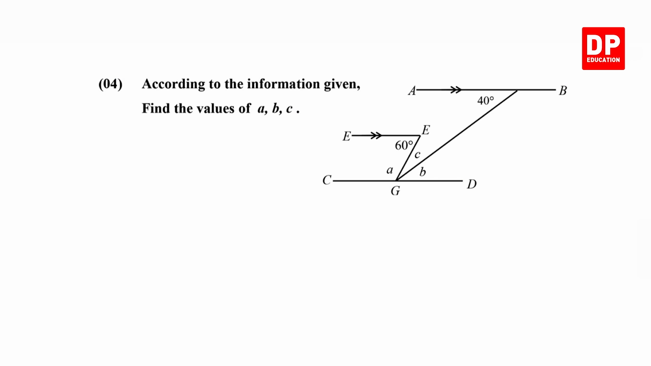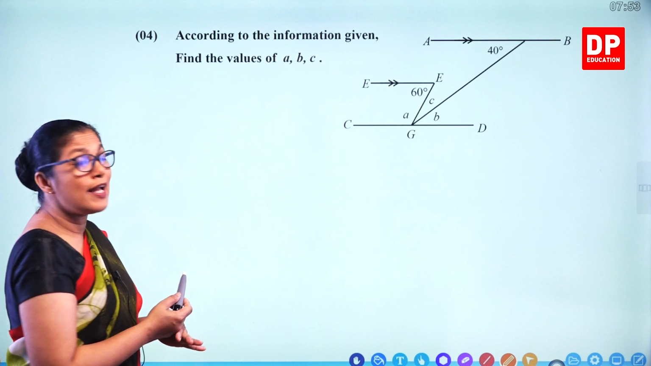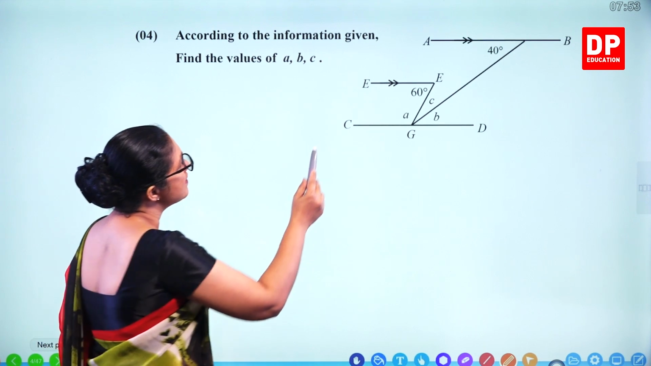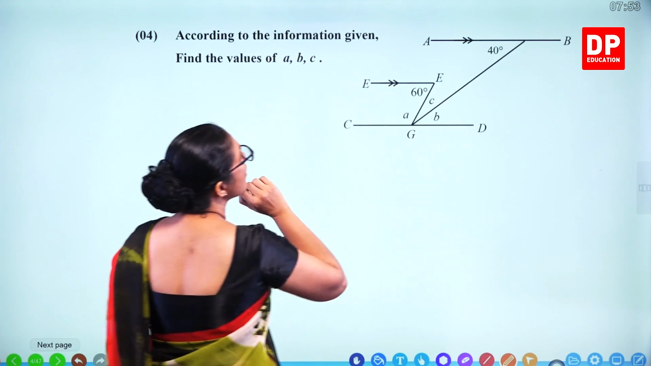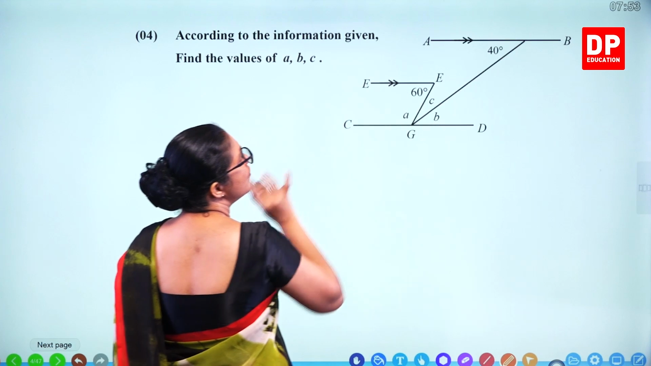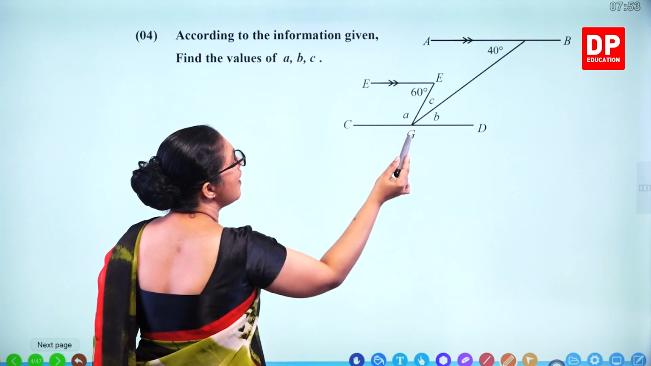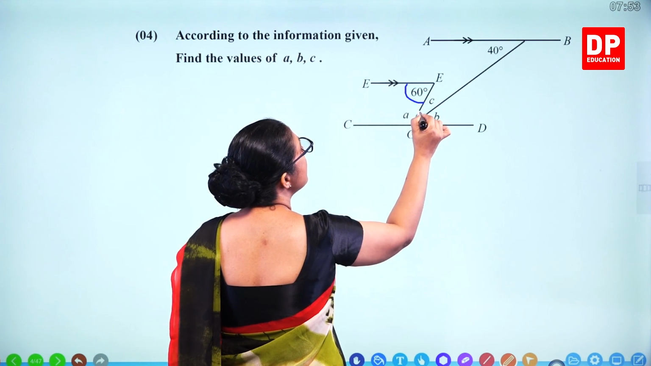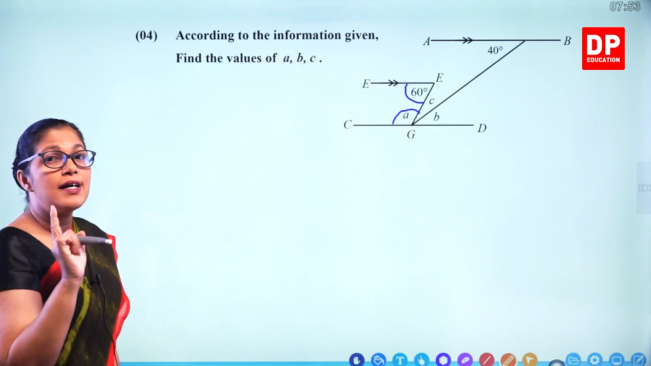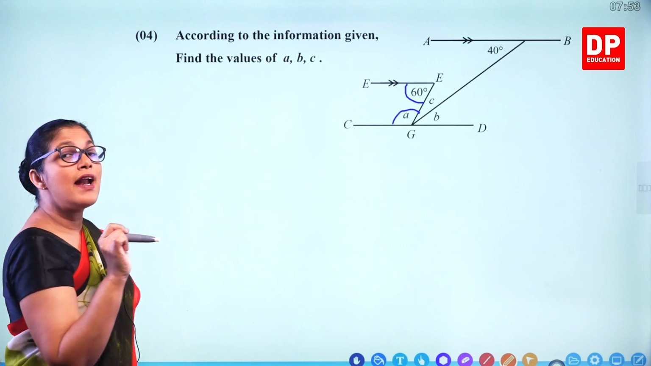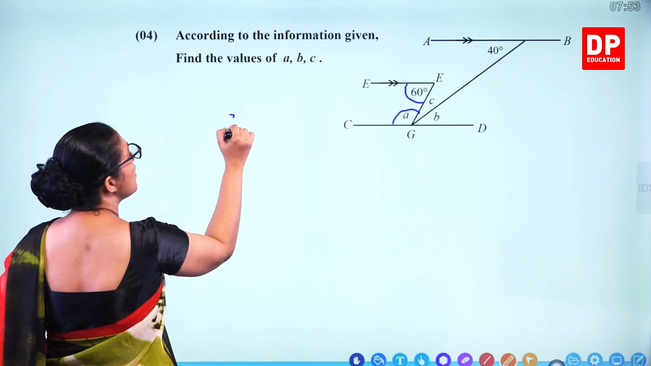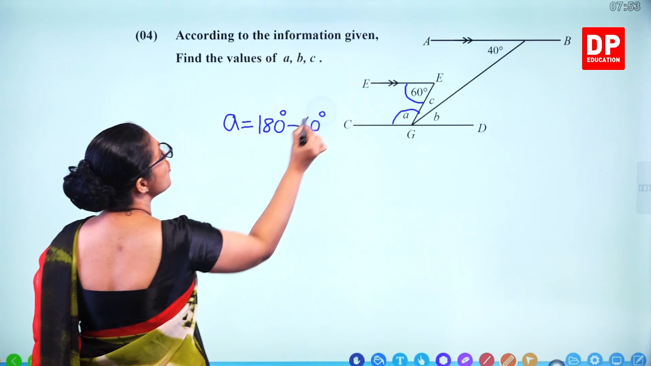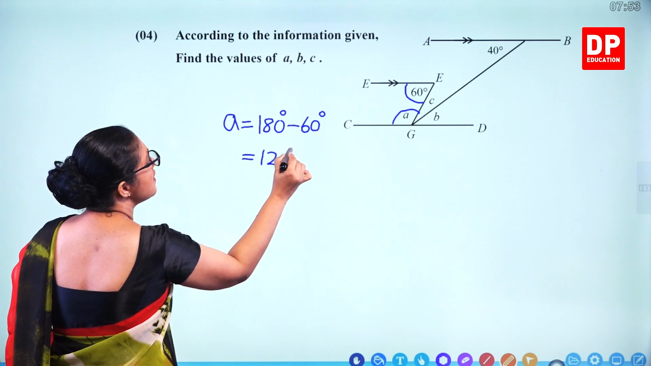Question number 4. According to the information given, find the values of A, B, C. Look at carefully. These two lines are parallel. So one point should be F. You don't need letters there. So here, what can you say? This angle and this angle are allied angles. Add up to 180 if the two lines are parallel. So what's A? 180 minus 60. So you get 120 there.